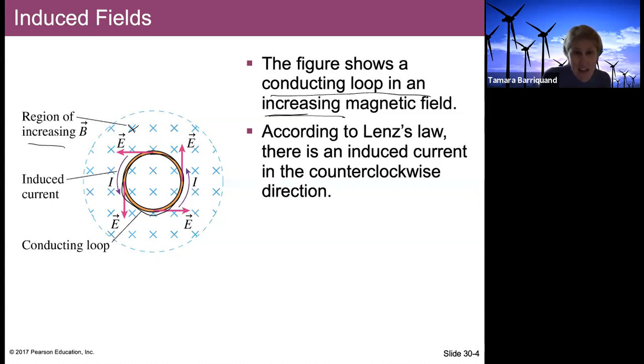According to Lenz's law, that induced current is going to oppose the change in the magnetic flux. Now the magnetic flux is increasing into the screen, so we want to have an opposing magnetic field that would be coming out of the screen. To have a magnetic field coming out of the screen at you, my fingers will curl around in the counterclockwise direction. So the induced current will be in the counterclockwise direction.